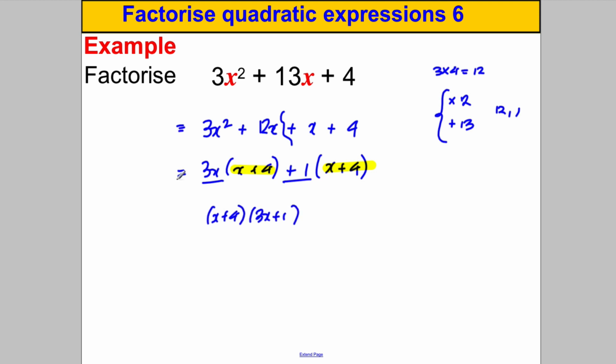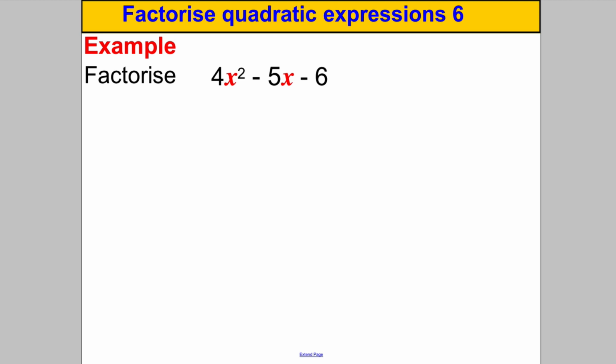Now at all stages, at the very end, if I was in an exam or doing homework, I'd multiply this out and double check it's equal to that. But I'm doing these right, I know that, but you should always check. Next one, pause and have a go.